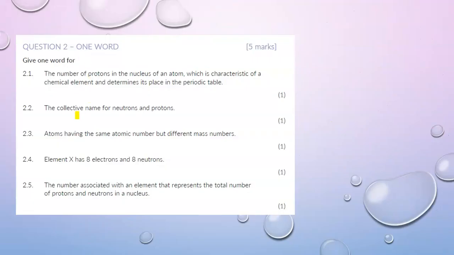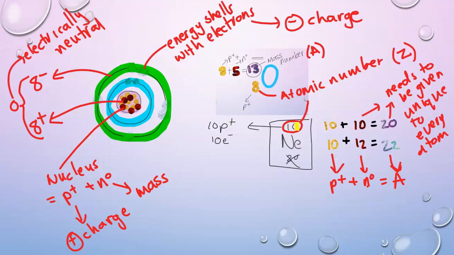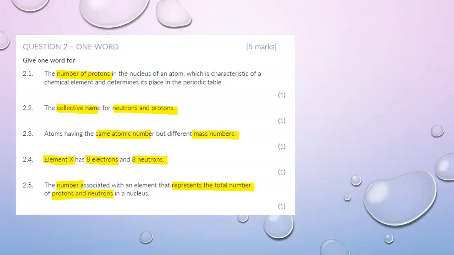Okay, question 2 is give one word for. 2.1 is the number of protons in the nucleus of an atom, which is characteristic of the chemical element and determines its place in the periodic table. So they're asking you, what do we call these little numbers? The 5, the 6, the 7, the 8. And if we go back to our little summary that we just made, it's that 10 that they're talking about, or that 8. And that is called our atomic number. So it's the number of the atom.